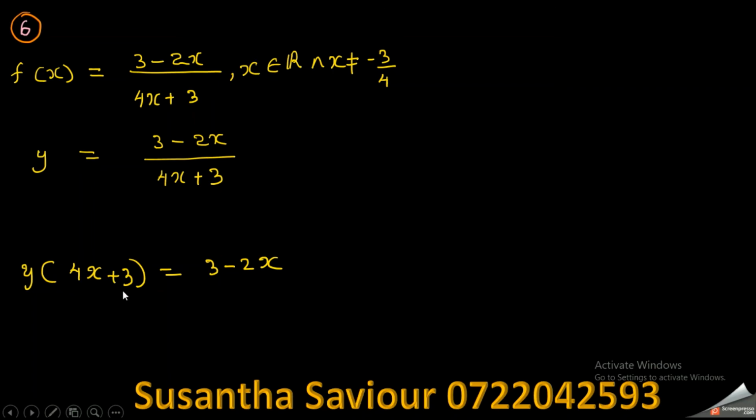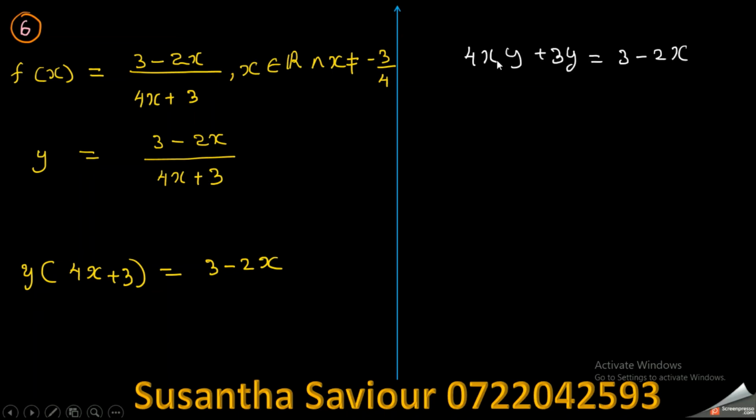And then we open this bracket, right? 4yx plus 3y, 4xy plus 3y equals 3 minus 2x. So what we need is x terms in one side. In order to make x the subject, we need x terms in one side and y terms to the other side. So 4xy plus 2x, this is brought to this side and this is brought to this side. So 4xy plus 2x is equal to 3 minus 3y.